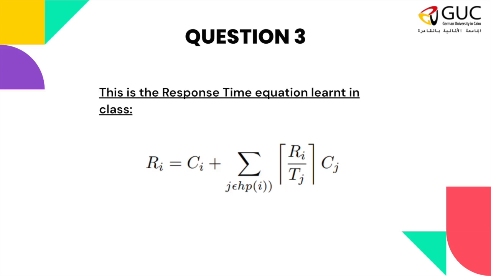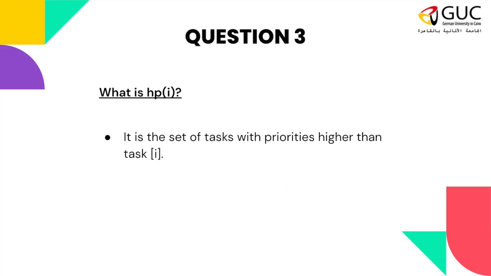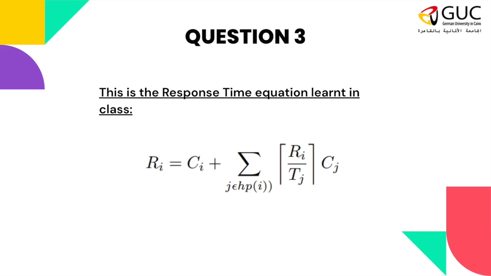So actually we have a set of tasks. HP of I results in a set of tasks, and we will be trying to calculate this for all of the tasks present in this set. Okay, ceiling of the response time of I over the period of J, multiplied by the computation time of J, or the execution time of J. So the first question: what is HP of I? As you can see here, J belongs to HP of I, and HP of I is a set of tasks. So we want to know what HP of I is.